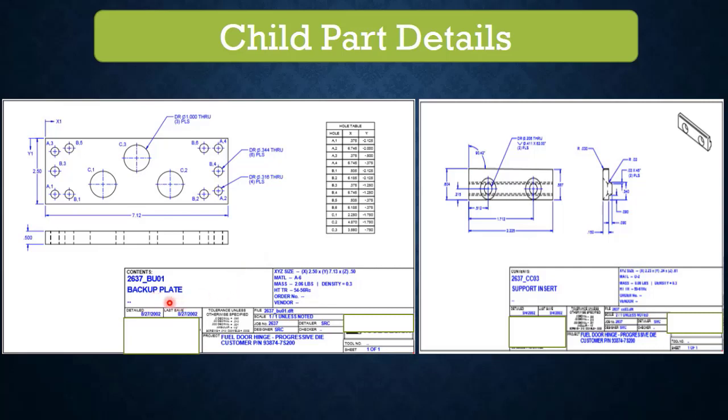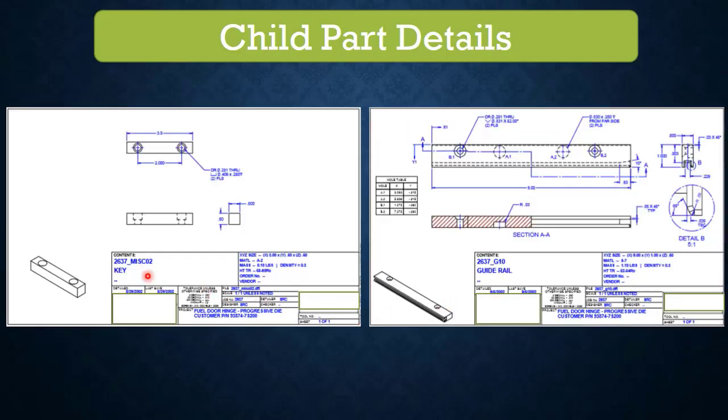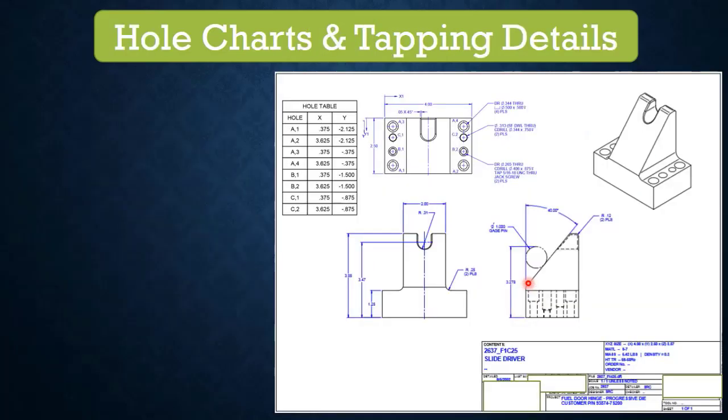And this is a backup plate, and this is a support insert for the progressive die, which I will show you in the coming slides. And this is the lifter pin to feed the strip, and this is a rail lifter to get the strip feeding. And this is the key for assembly of the plates, and this is the guide rail for guiding the strip, and whole charts and tapping details which I explained in the previous slide.